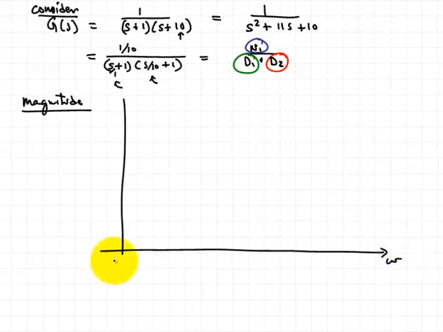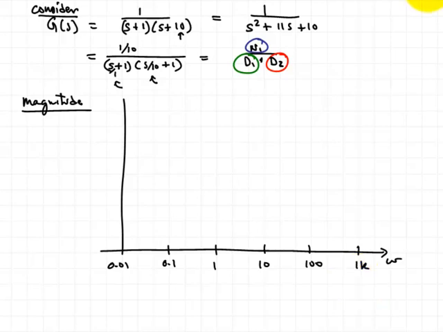So let me start at 0.01, 2 decades below. And then I want to go up to 100 or 1K. So I want to go 5 decades here. So we'll say 0.1, 1, 10, 100, and 1 kiloradians per second. Okay? And what we're going to do is plot each one of these terms separately, and then we're going to combine them together.